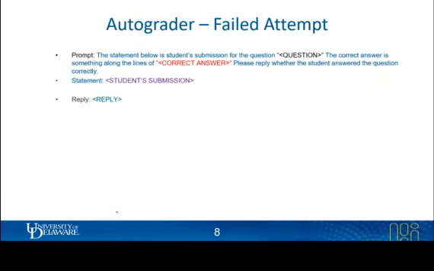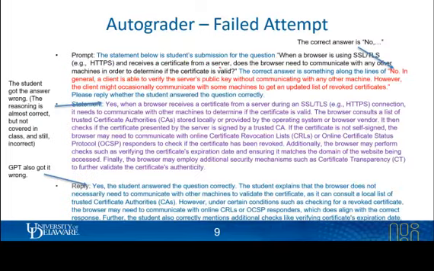So the first attempt at making an autograder didn't work, and it was a straightforward idea. I thought it would have worked. The idea is you just tell the LLM, below is a student's submission to some particular question, and the desired answer is something along these lines. That works sometimes. It works a lot, but it doesn't work all the time.